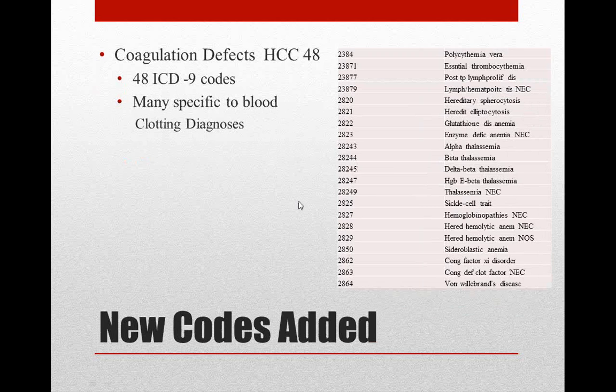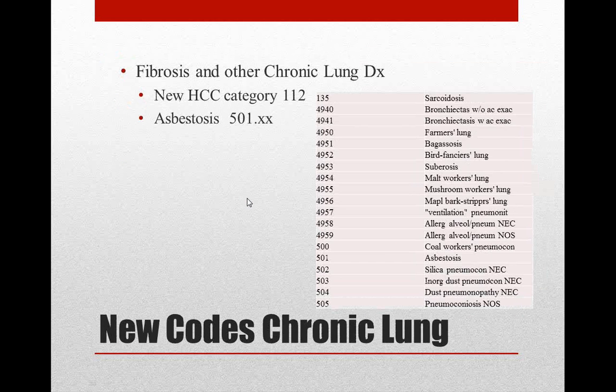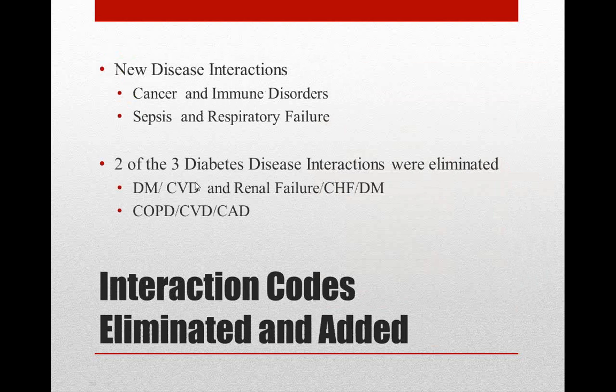Same thing with coagulation defects. There's 48 ICD-9 codes in this HCC category. Again, this is just some samples of those. Lung disease, they've expanded. New category 112, added some of the chronic lung diseases, asbestosis, farmer's lungs, things like that.